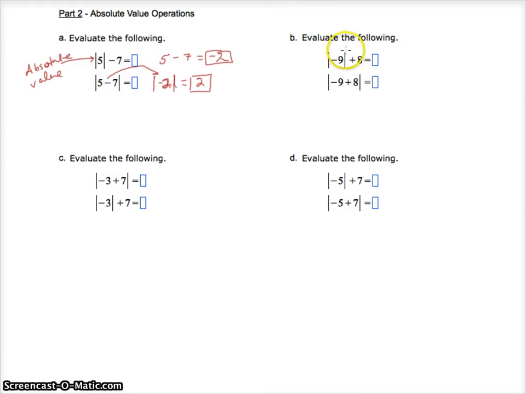Let's look at letter B for another example. It says we need to find the absolute value of 9 plus 8. So the absolute value of 9 is 9, plus 8. 9 plus 8 is 17. That's going to be our solution. Down here it says negative 9 plus 8, and then find the absolute value. Negative 9 plus 8 is negative 1. So now we need to find the absolute value of negative 1, and that is 1.